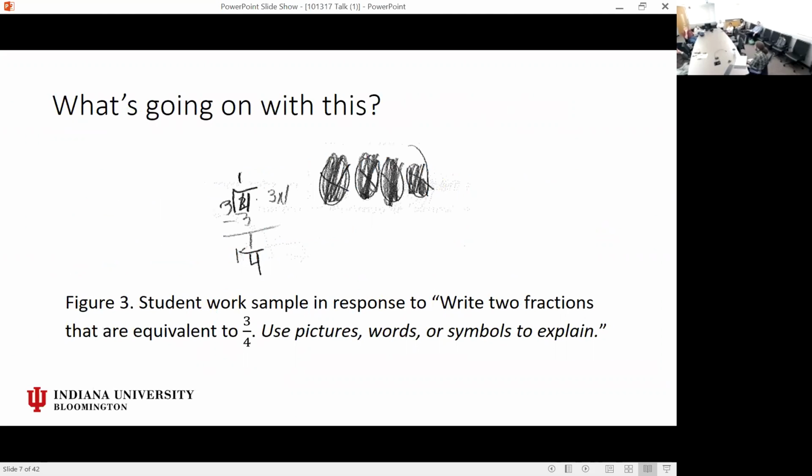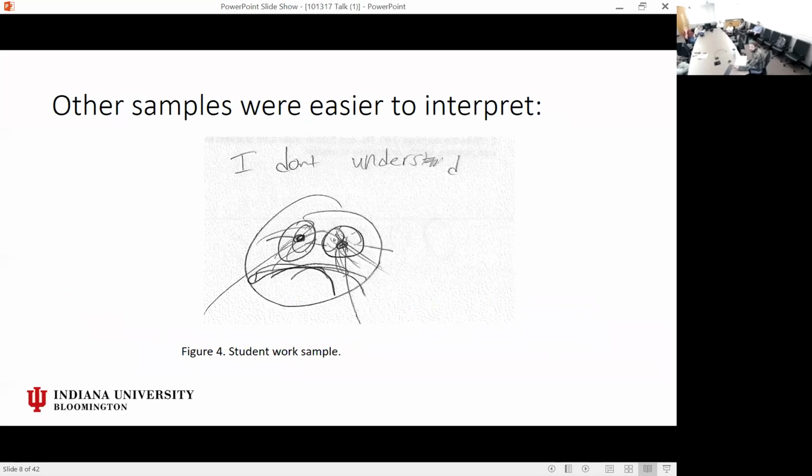So what's going on with this? This is a student response to the question, write 2 fractions that are equivalent to 3/4. All of our questions ask students to use pictures, words, or symbols to explain. So as I was coding like 1,700 student work samples with the other ASKTM graduate students, I ran into a bunch of things like this, where I was just sort of like, I don't know exactly what's going on with this work. Some of them were easier to interpret.